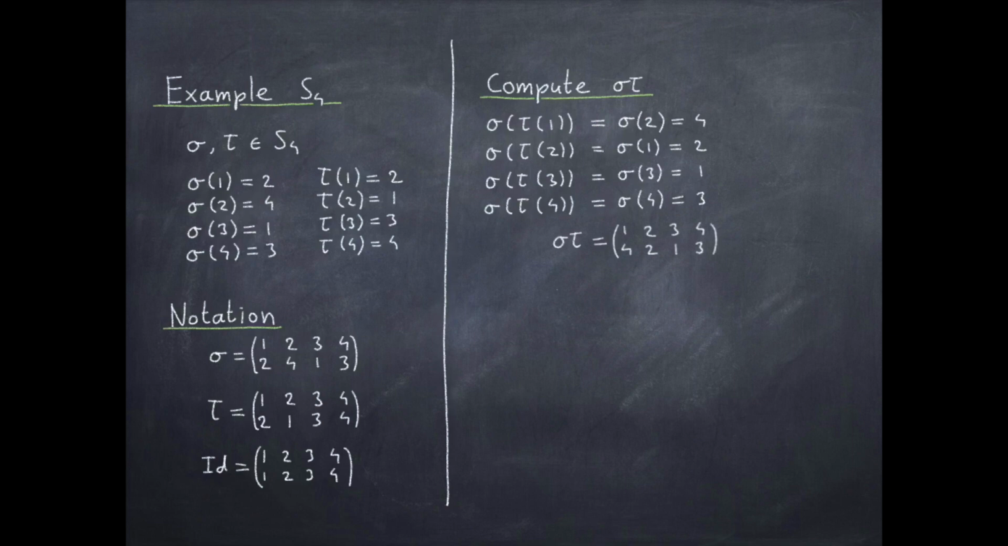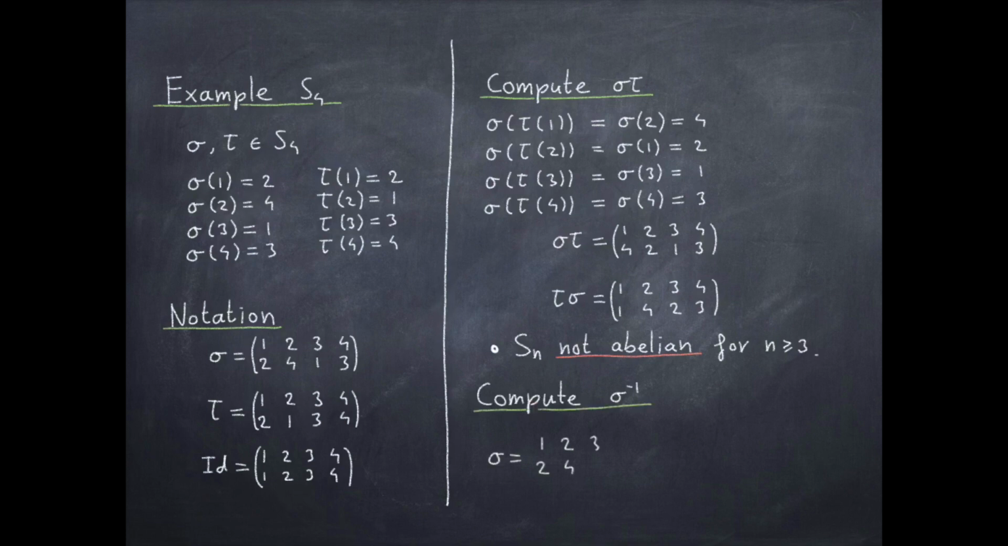Taking sigma and tau from the example and computing sigma tau and tau sigma, we get the following results, which we've written in our compact notation. It's clear that in the example sigma and tau do not commute. In general, Sn is not abelian when n is at least 3.